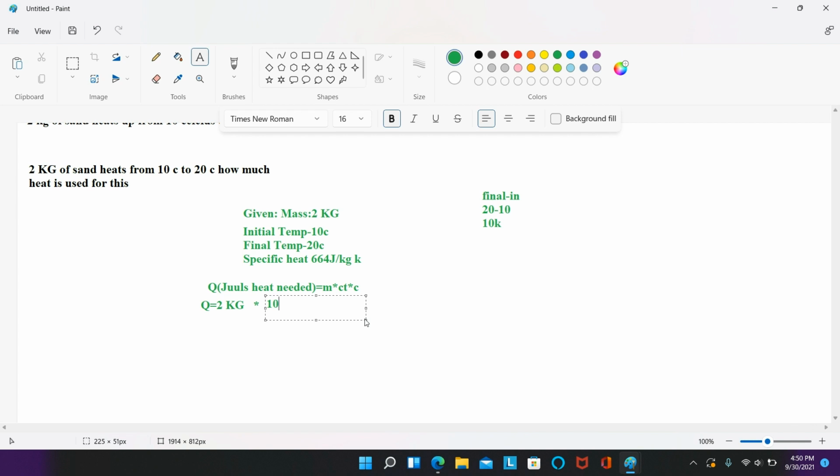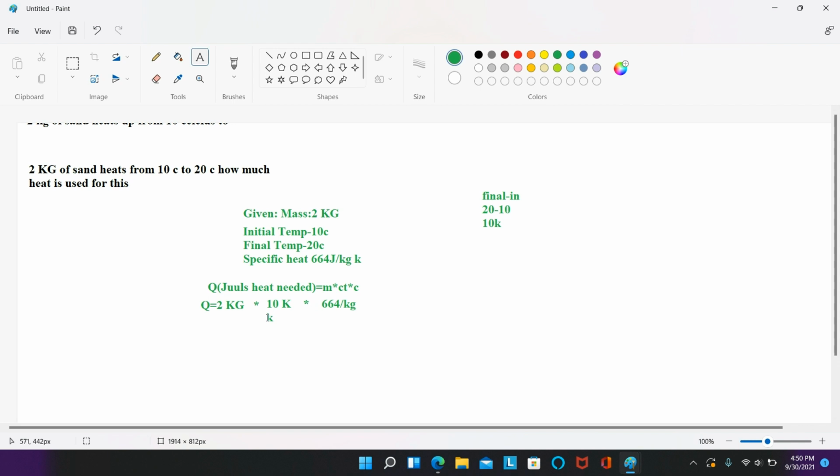10 Kelvin, which is just capital K, there's no degree symbol, nothing, times 664 K. Alright, kilograms Kelvin. So then what you can actually do is unit multiplier. Pretty simple. You have kilograms Kelvin on the bottom, so you can also just cancel out.